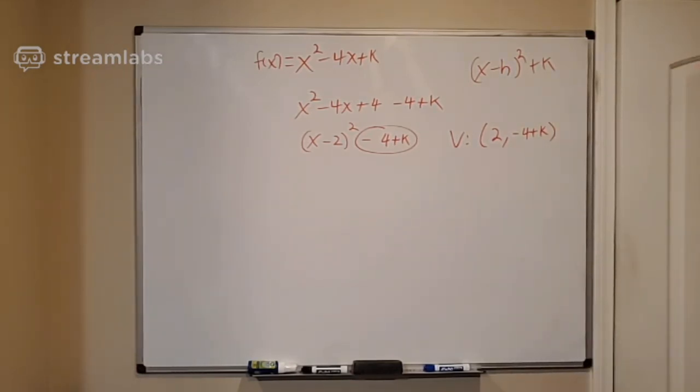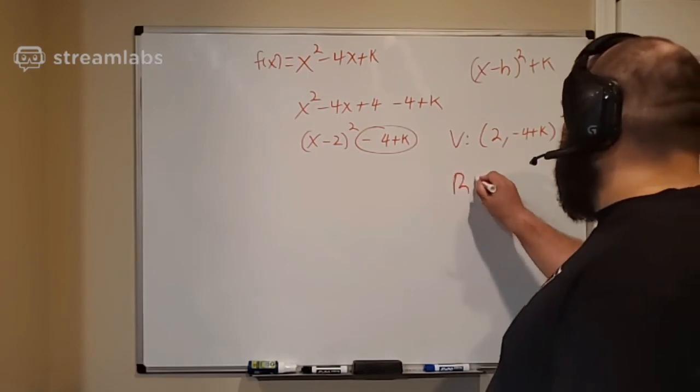And which way does this parabola face? Again, which way does this parabola face? Upwards. So what do I know about the range? What about all the y values? They're positive. They're not all positive because we don't know k. But what do we know? They're all above it. So our range is that y is greater than or equal to negative 4 plus k.